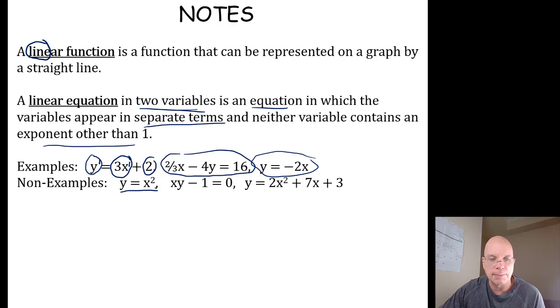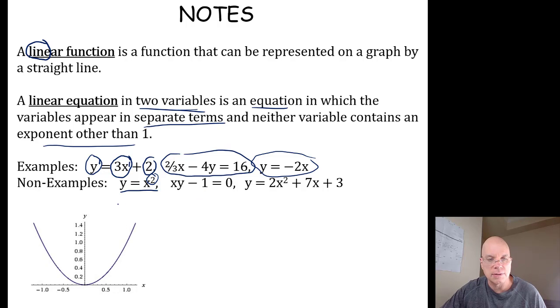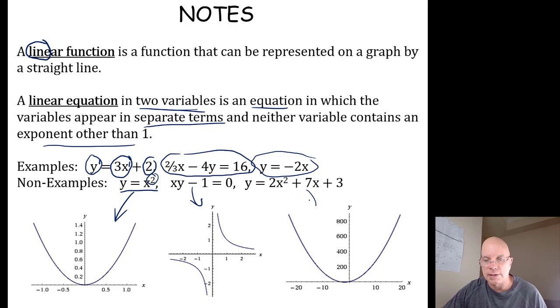This one is a non-example because the exponent is 2 here. That's actually a parabola. This one would graph like this. It's definitely not a straight line. This one creates what's called a hyperbola, also not a straight line. And this one creates a different looking parabola. Anytime you have y equals something to do with x squared, you're going to see some kind of parabola. It's called a quadratic equation.